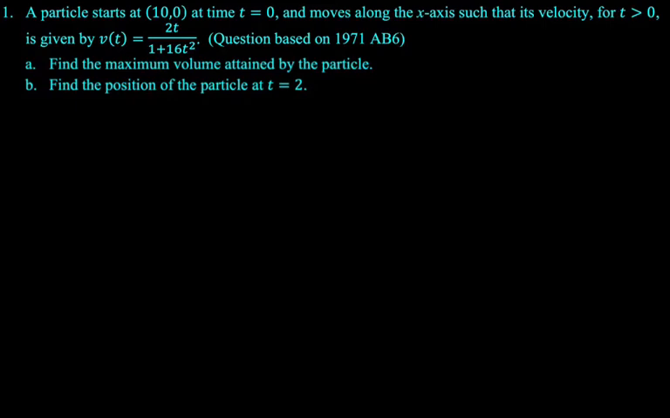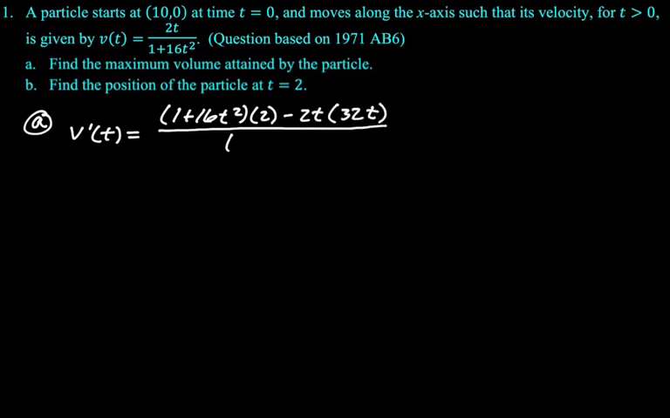All right, we want to find the maximum velocity attained by the particle. So we are given velocity, we want the maximum velocity, we need v prime, so let's start with that. It's going to be the quotient rule: bottom times derivative of the top, which is 2, minus top, which is 2t, times derivative of the bottom, which is 32t, all over the bottom squared, so make sure you use parentheses there. Then we need to set this equal to 0 because we're looking for the critical points.